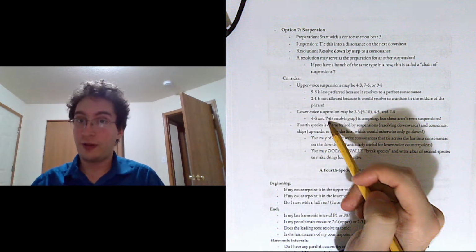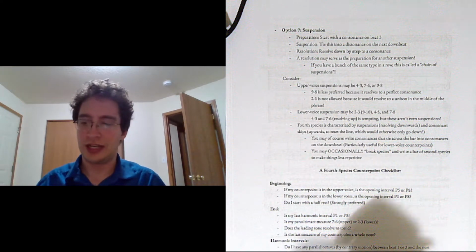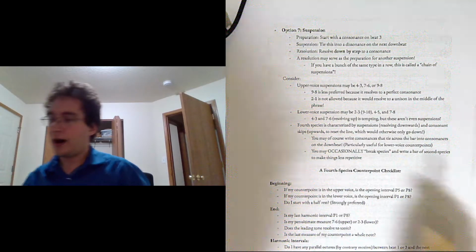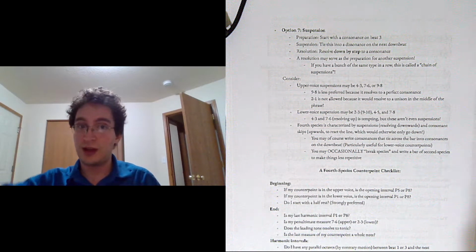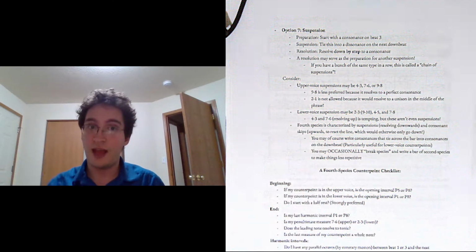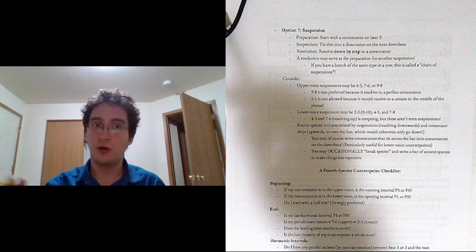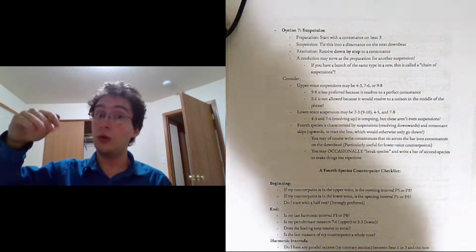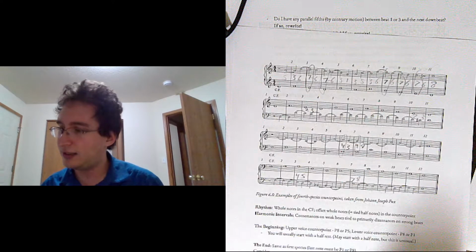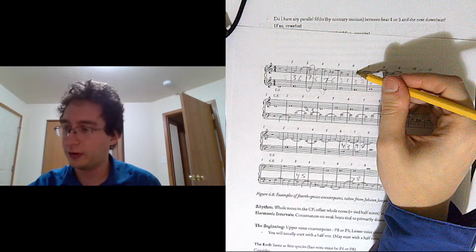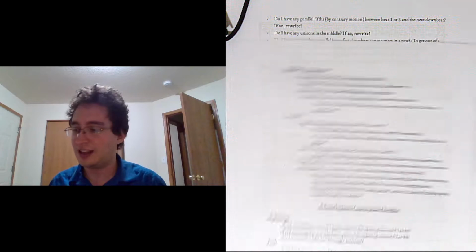Resolving up a 4-3 and a 7-6 would be tempting, but those aren't suspensions. Those would be retardations. So we don't allow those. So the way fourth species usually goes is it has chains of suspensions going downwards, and then consonant skips to bring us back up. So you have this kind of like a roller coaster. You can occasionally break species and have something not tied over the bar line, like here, but try not to do that too much, otherwise it starts to feel like second species.